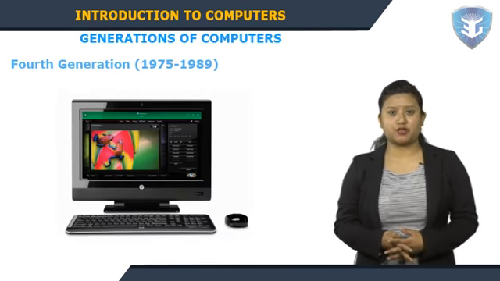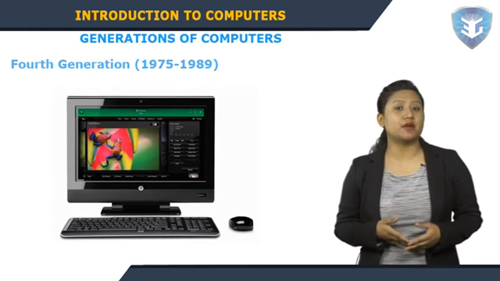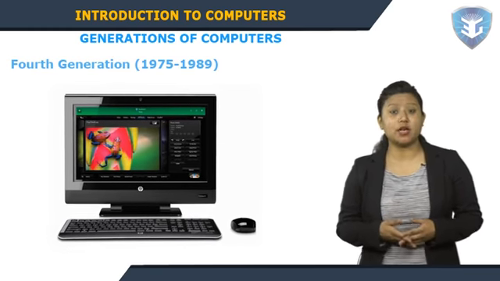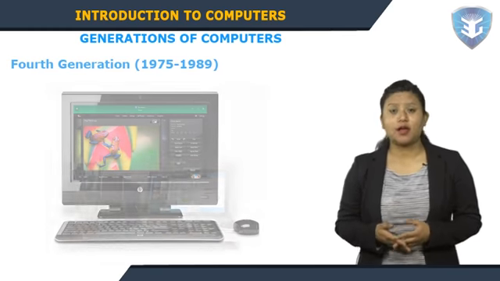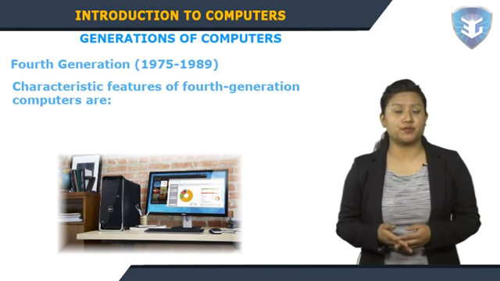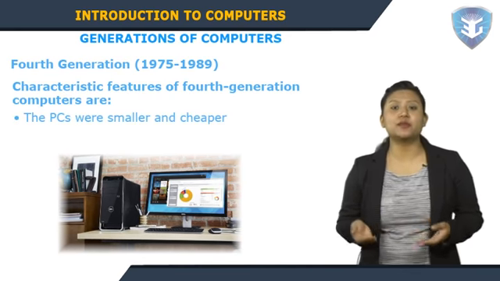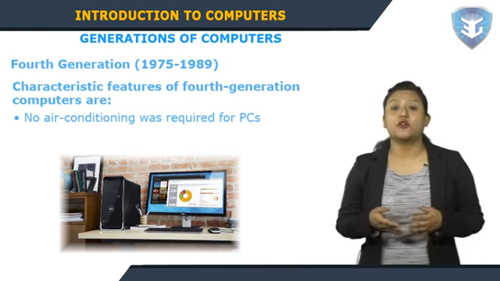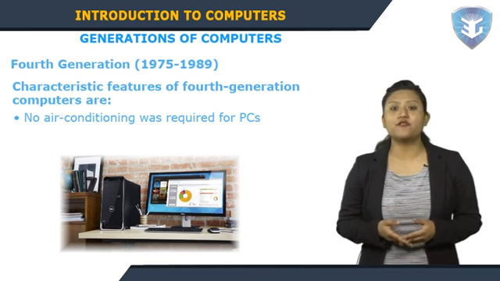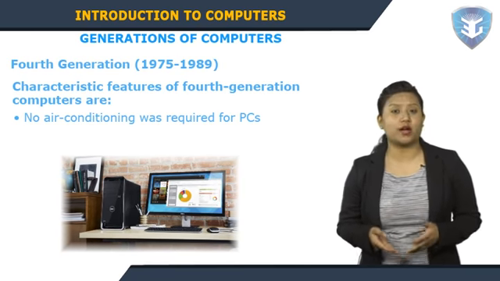Fourth generation, 1975 to 1989. During the fourth generation, semiconductor memories replaced magnetic core memories, resulting in large random access memories with very fast access time. Characteristic features of fourth generation computers are as follows. The PCs were smaller and cheaper than mainframes or mini computers of third generation. Although the fourth generation mainframes required proper air conditioning of the rooms and the areas in which they were located, no air conditioning was required for PCs.